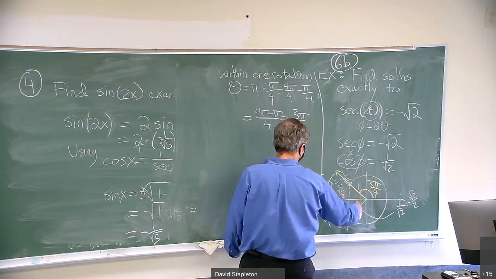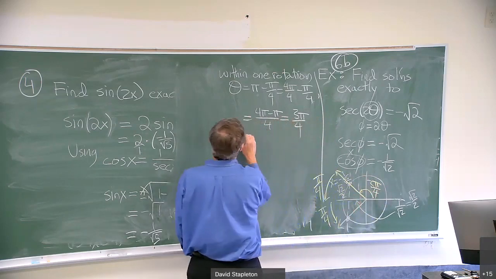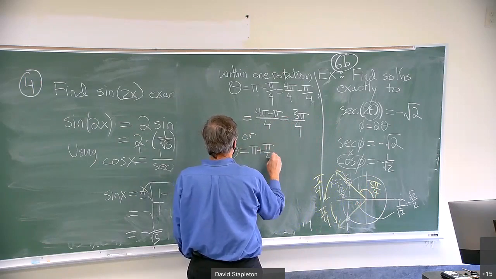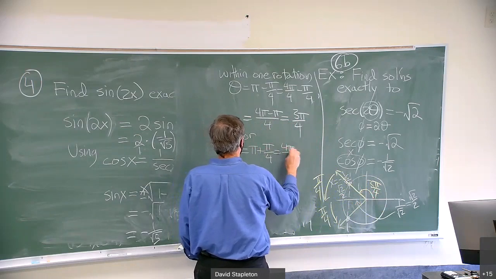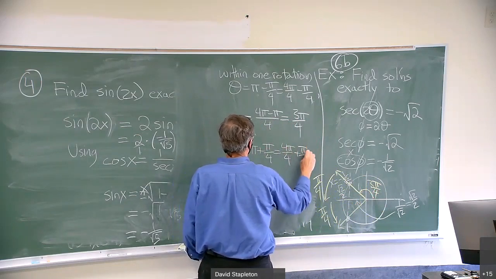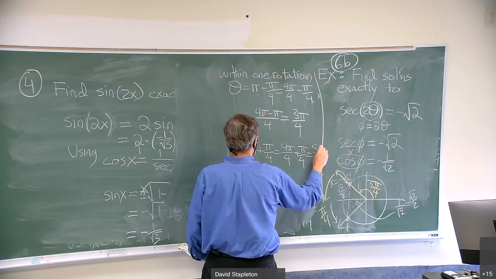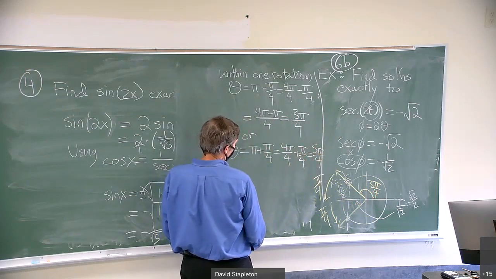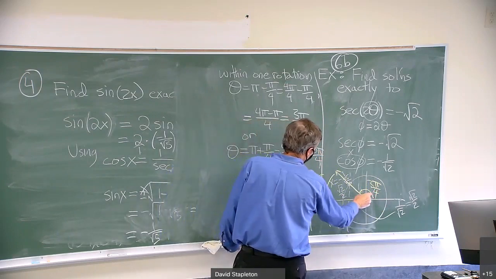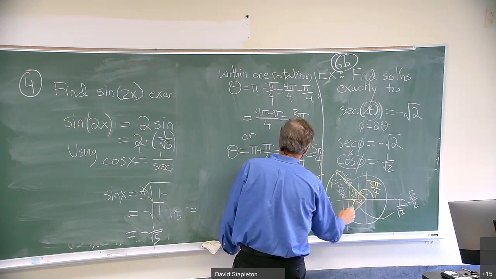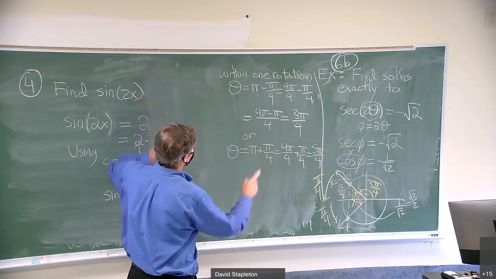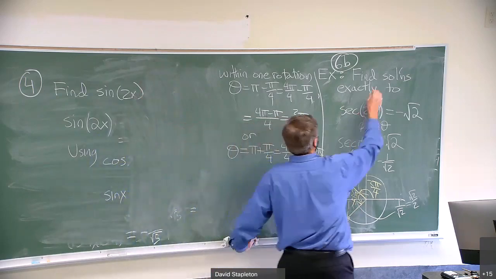Then I have pi plus pi over 4 is the other one. Do the same thing, right? This is 4 pi over 4 plus pi over 4 makes 5 pi over 4. And the numerators over the denominator. Those are all angles within one rotation, but I said find all solutions.